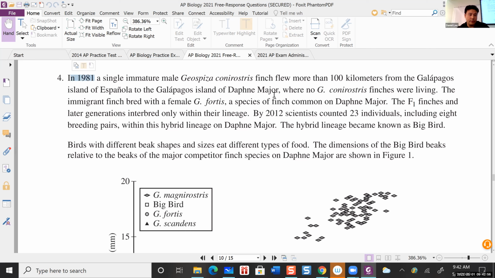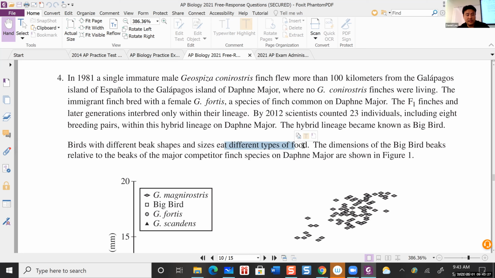From 1981 to 2012, scientists counted 23 individuals, including 8 breeding pairs within this hybrid lineage on Daphne Major. So we got 23 individuals, yeah? Some of them are breeding, some of them are not, okay? The hybrid lineage became known as the big bird. All right, so those are the big birds. The babies are called big bird. Birds with different beak shape, size, eat different types of food.